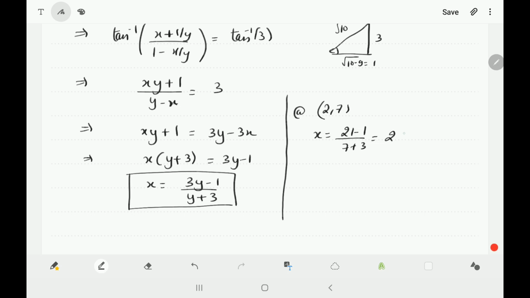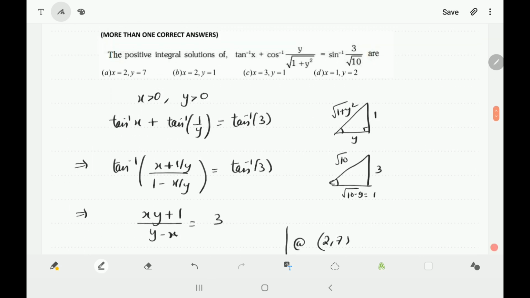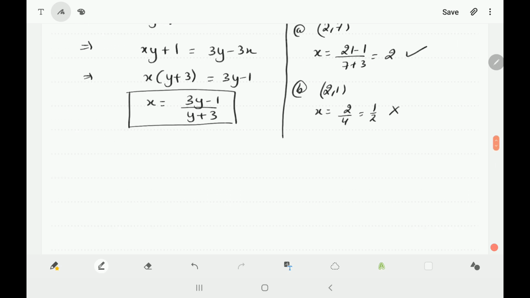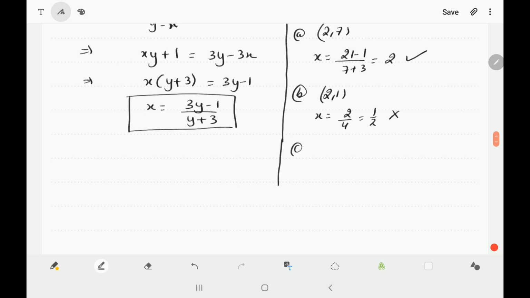So for y equals 7, x is 2. So this is our solution already. It has more than 1, so we will check further. Now we have x as 2, y as 1. If you put y as 1, you will get 2 by 4, which is half. And because we need an integer value of x, this is not the solution.